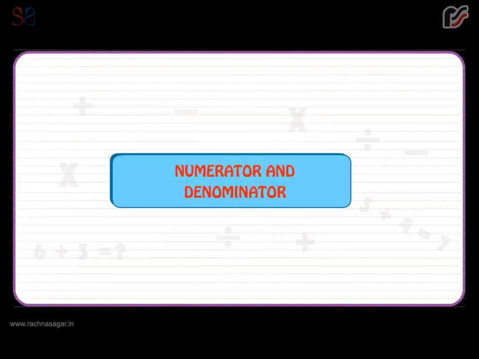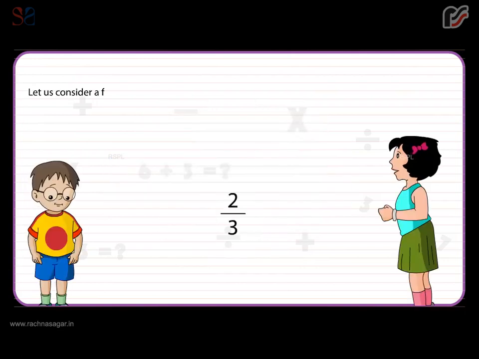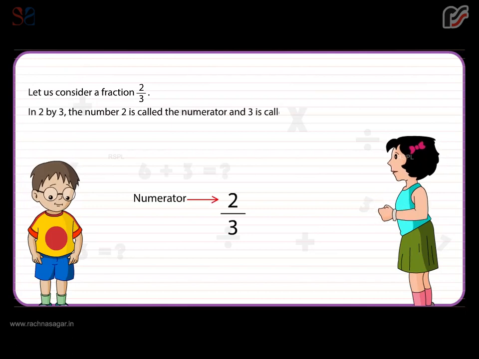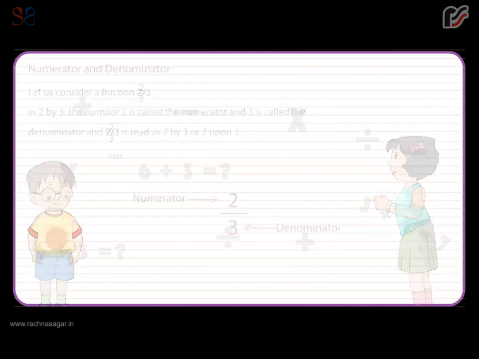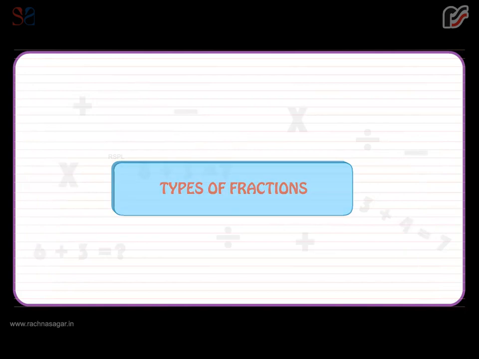Numerator and denominator. Let us consider a fraction 2/3. In 2/3, the number 2 is called the numerator and 3 is called the denominator, and 2/3 is read as two-thirds. Types of fractions.